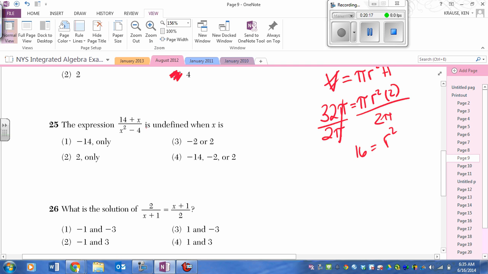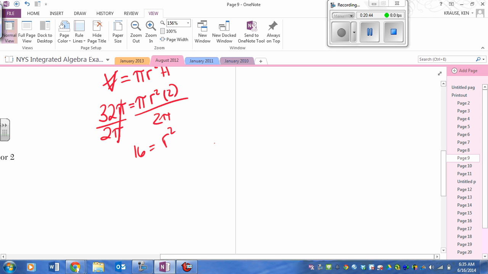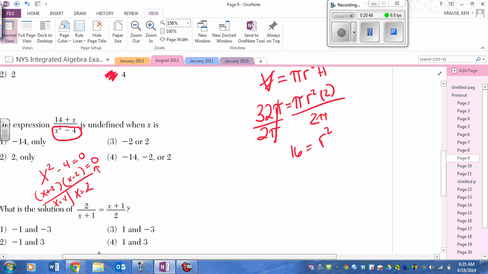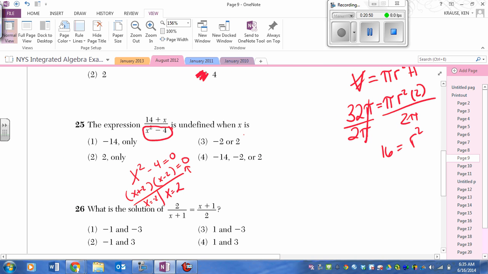Okay. A fraction is undefined only when the denominator is equal to 0. So what we'll do is set the denominator equal to 0: x squared minus 4 equals 0. We factor it, we get x plus 2, x minus 2. But because it has the equal to, you have to continue on and actually solve this, and you get x equals negative 2 and x equals positive 2. So your answers are positive and negative 2.